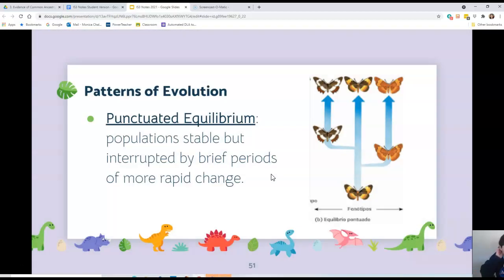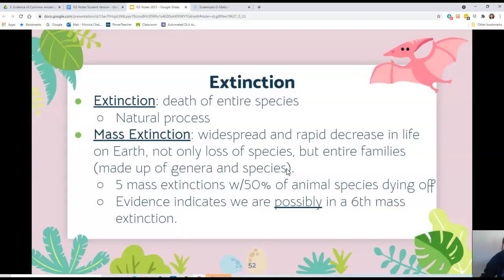Punctuated equilibrium is where populations are stable but interrupted by brief periods of more rapid change. So they stay the same, and then something occurs and there's a rapid change. And then they've changed, then they stay the same, and then something else happens and they rapidly evolve. So it's mostly an equilibrium, but it's punctuated by brief periods of evolutionary changes.